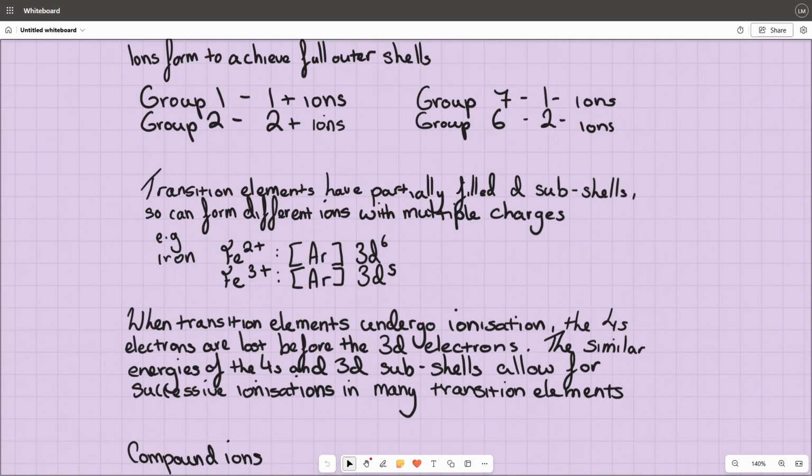But transition elements are a little different because they have partially filled d subshells, and so can form different ions with multiple different charges. We can see this in elements like iron, which can be Fe2+ or Fe3+. And you can see the subshell electron arrangement. This is because when transition elements undergo ionization, 4s electrons are lost before the 3d electrons. But the similar energies of the 4s and 3d subshells allow for successive ionizations in many transition elements, which results in different ions with multiple different charges.